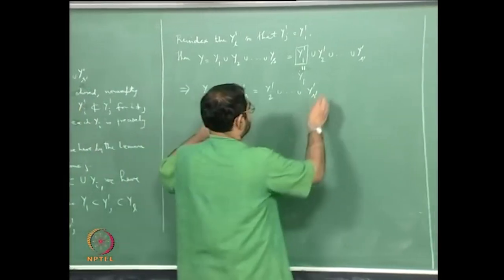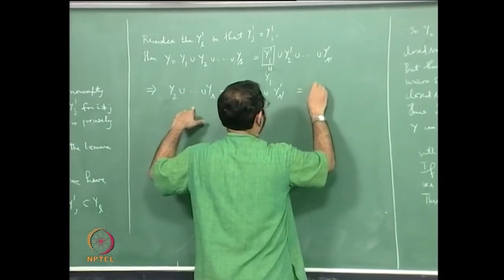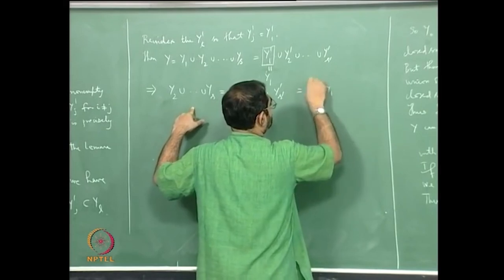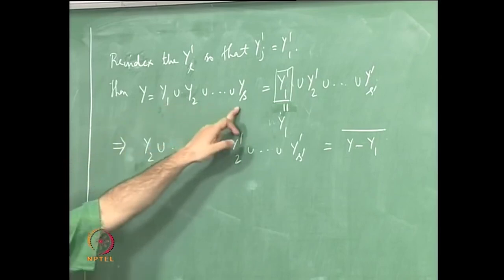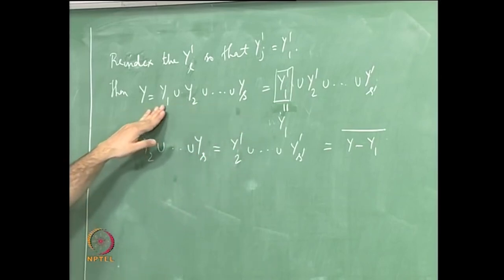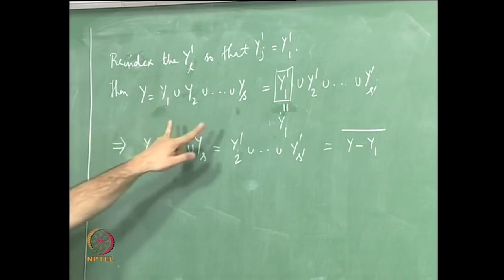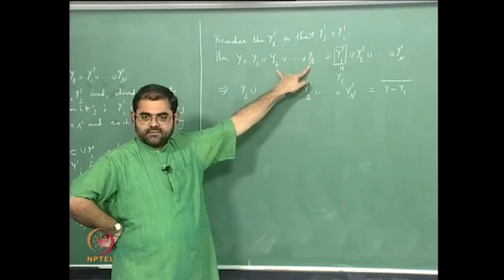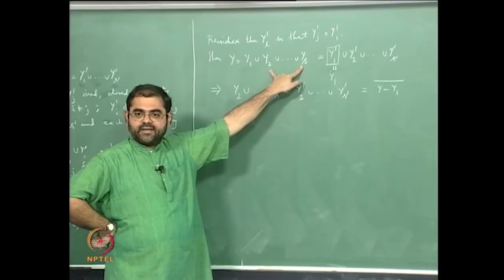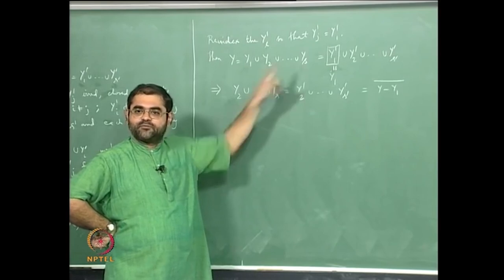And in fact this is equal to y minus y 1 closure. In fact, you take this union, and from that union you remove y 1. What you get will be an open subset of y 2 through y s, and it is a non-empty open subset of y 2 through y s. Therefore, its closure will be y 2 through y s.